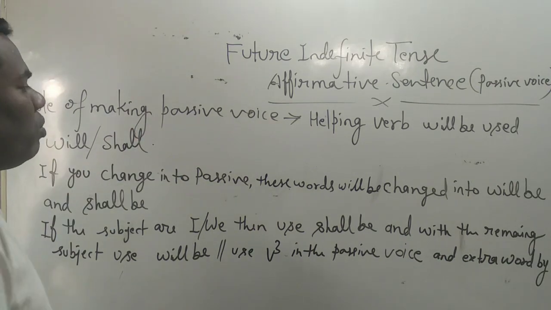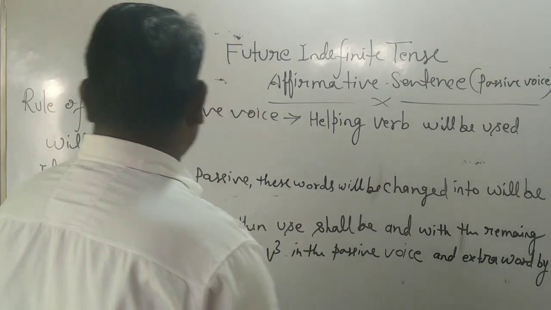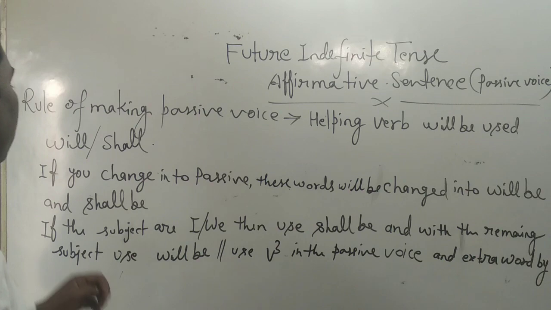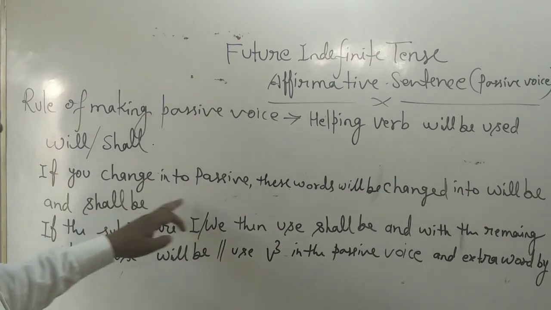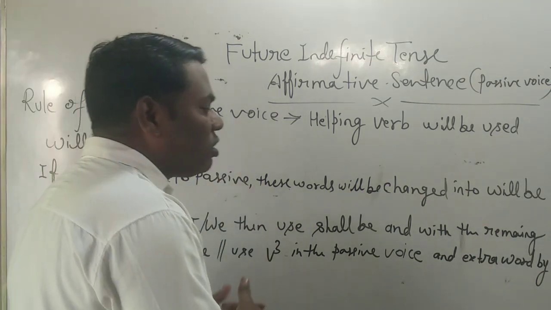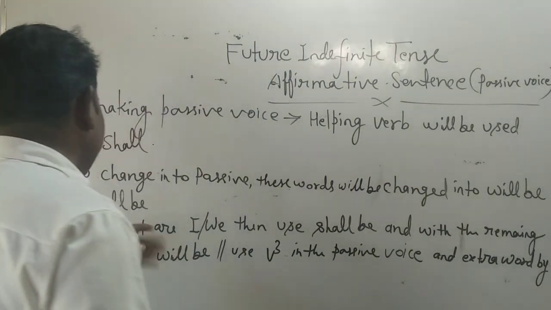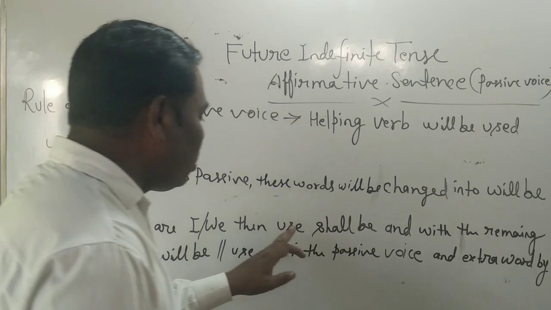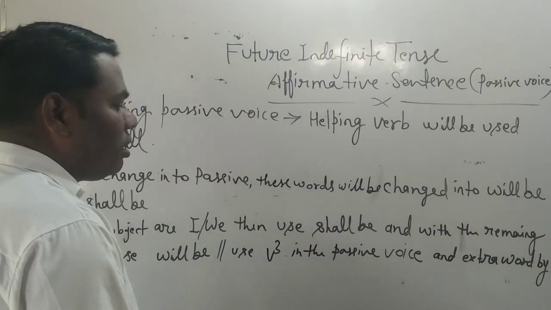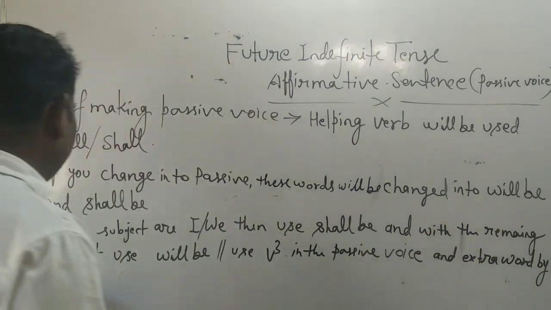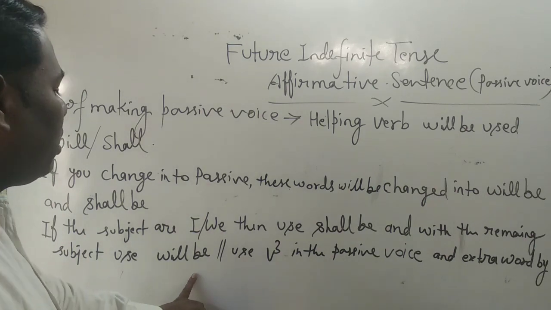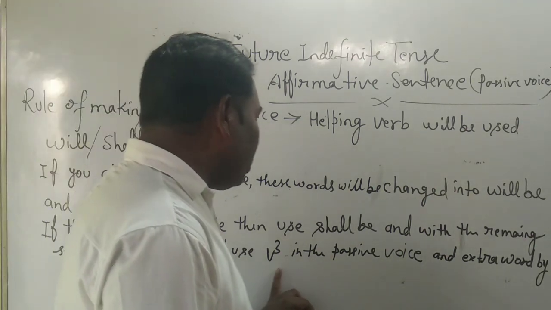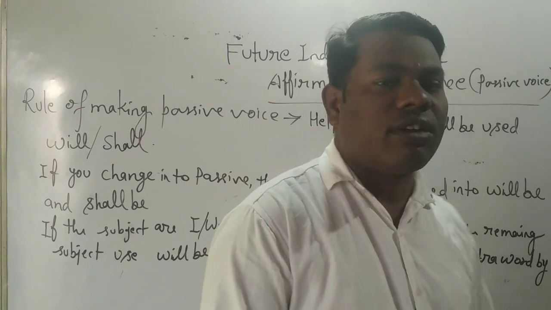Rule of making passive voice. The helping verb will be will or shall, and if you want to change into passive voice, then these words will be changed into will be and shall be. If the subjects are I and we, then use shall be, and for the remaining subjects use will be, and use V3 in the passive voice and the extra word by.